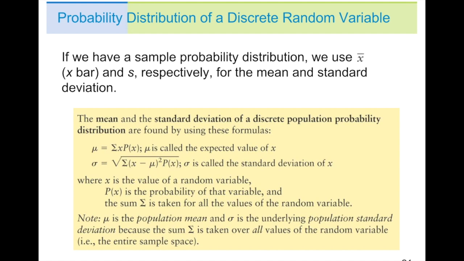where x is the value of a random variable. P of x is the probability of that variable, and the sum is taken for all the values of the random variable. Note, mu is the population mean, and sigma is the underlying population standard deviation, because the sum is taken over all values of the random variable, i.e. the entire sample space.